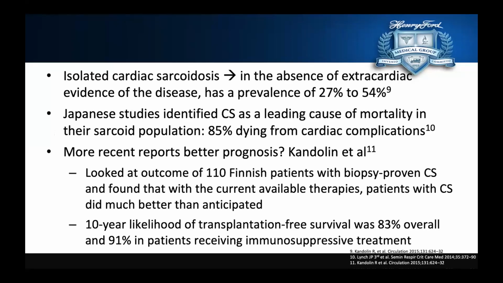Now, isolated cardiac sarcoid, so that is essentially in the absence of any extracardiac evidence of the disease, also has a high prevalence of about 27 to 54%. The Japanese studies have identified cardiac sarcoid as a leading cause of mortality, especially in their population, with about 85% dying from cardiac complications. Now, there are more recent reports asking, is there a better prognosis? A group out of Finland looked at outcomes of 110 Finnish patients with biopsy-proven cardiac sarcoid, and they found that with the currently available therapies, patients with cardiac sarcoid did much better than anticipated. Specifically, the 10-year likelihood of transplantation-free survival was 83% overall, and 91% in patients receiving immunosuppressive therapy.